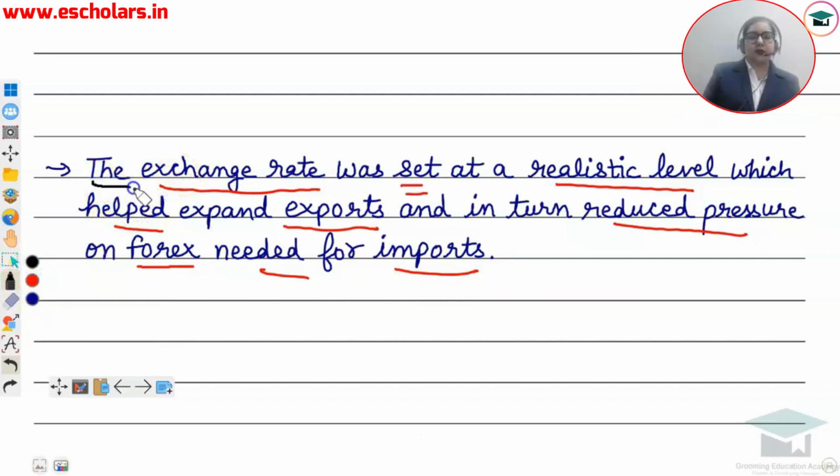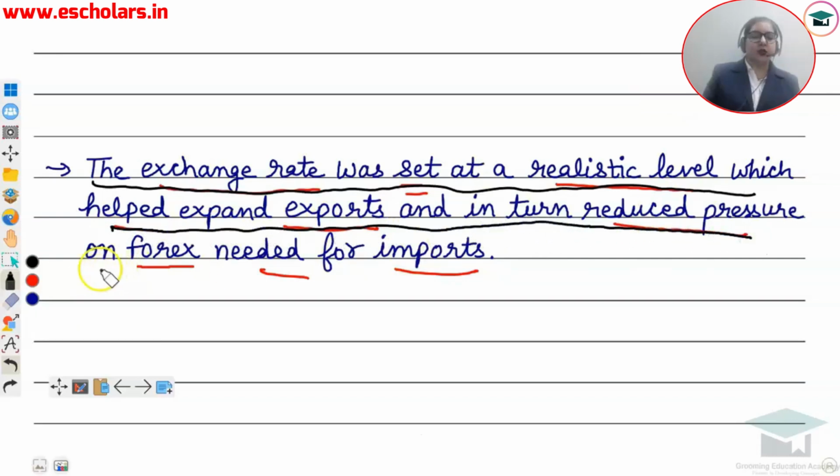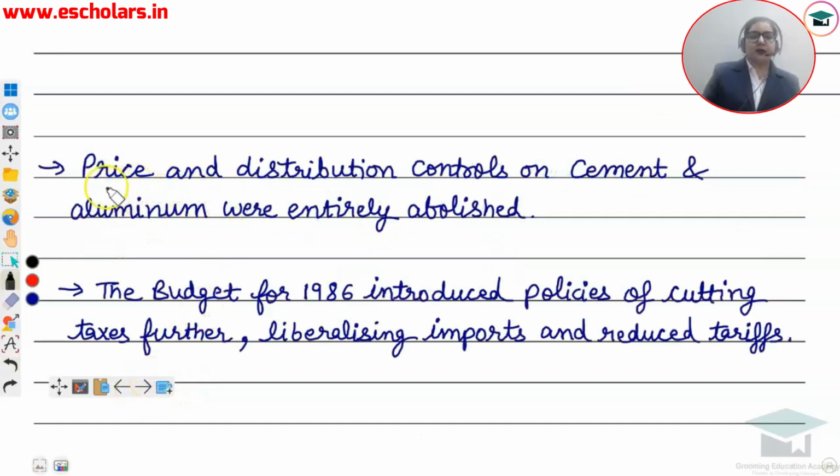So let's have a look. The exchange rate was set at a realistic level which helped expand exports and in turn reduced pressure on forex needed for imports. Next, the price and distribution controls on cement and aluminium were entirely abolished or entirely eliminated.